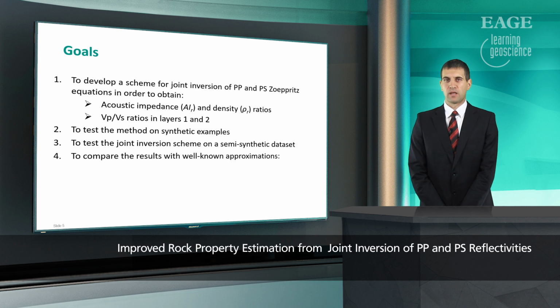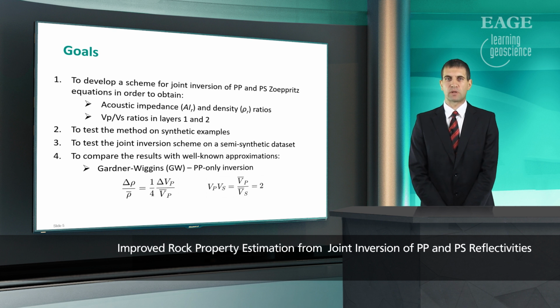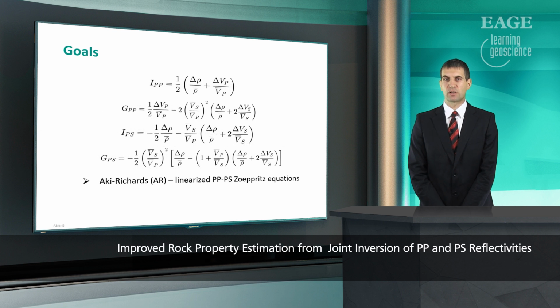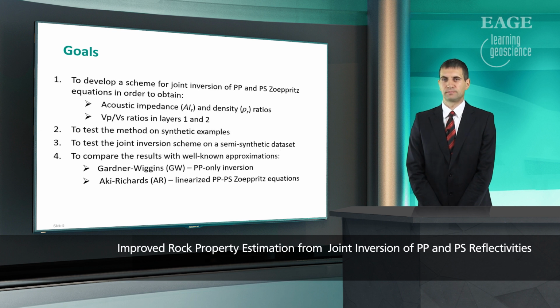Point number 4, to compare the results with well-known approximations, such as Gardner-Wiggins, for which only P2P gathers are required. One missing equation comes from Gardner's empirical relations between bulk density and P wave velocity, while the other one is a simple assumption known as the Wiggins approximation. Moreover, the results are compared to results obtained from inversion of the linearized Aki-Richards equation seen on the slide.